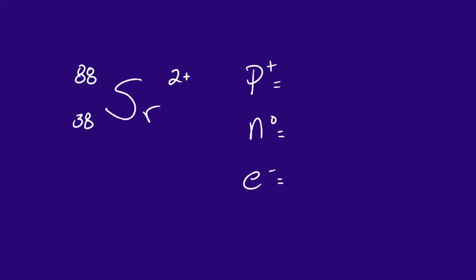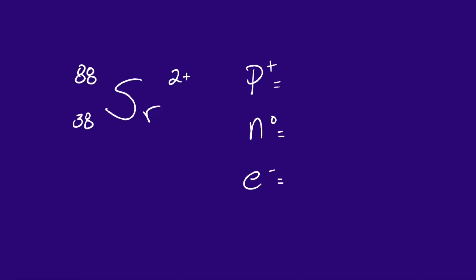In this example, again, we're going to find how many protons, neutrons, and electrons are present in this atom. But notice in this case, we have a charge. So we'll talk about how to handle that when we get to the number of electrons, but let's start with our protons and our neutrons.